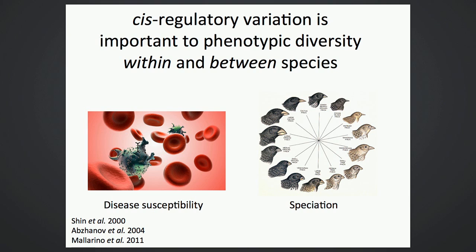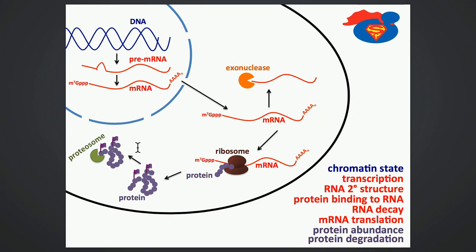Next slide, please. So cis-regulatory variation can cause the differences we observe in phenotype by affecting any of the molecular steps in the conversion of DNA sequence information into protein. And while I think we're getting a good understanding of how cis-regulatory variation can impact these molecular phenotypes individually, we still do not understand how variation in one phenotype is related to variation in another phenotype.